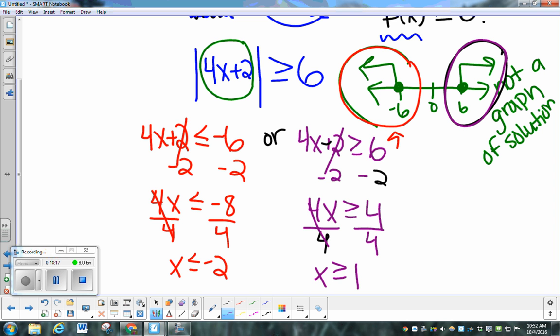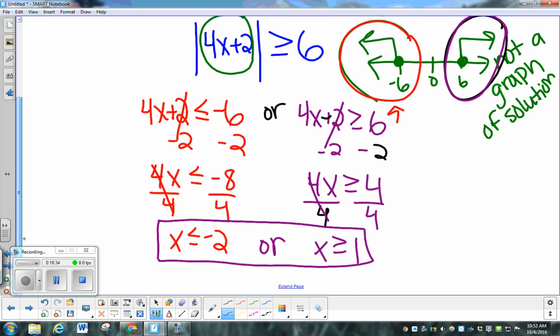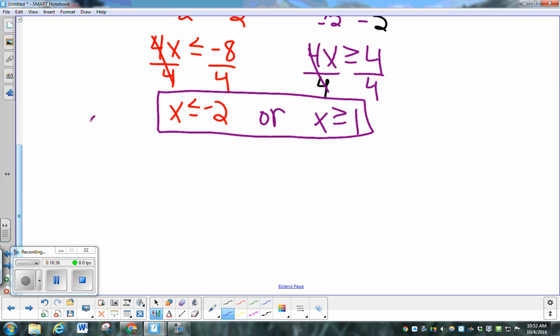So remember, this one is a disjunction because it's going in two different directions. So that's an or statement. X can be either one of those things, and it can be in our answer. So this is my solution. X is less than or equal to negative 2, or x is anything greater than or equal to 1. Any of those quantities that fit in there will work. So that's my actual solution.